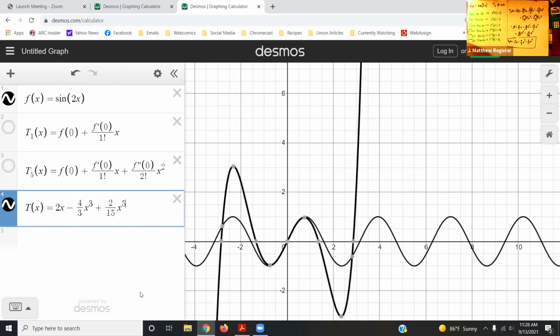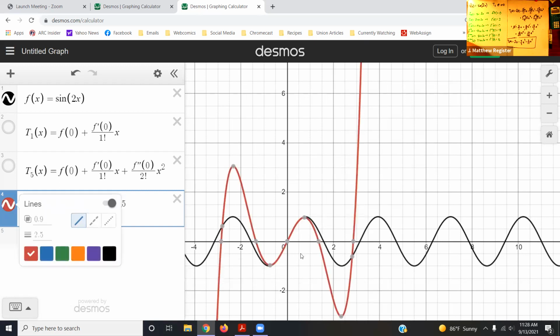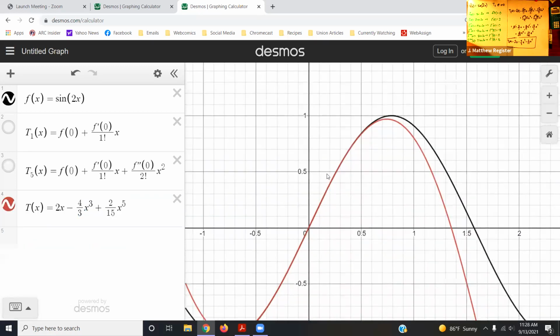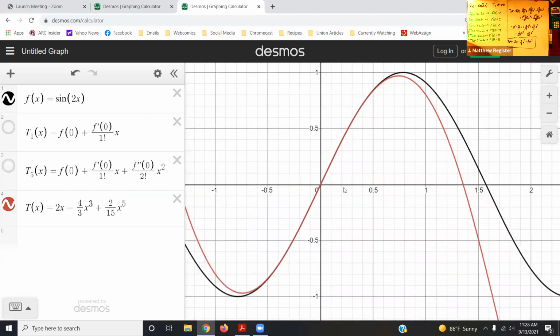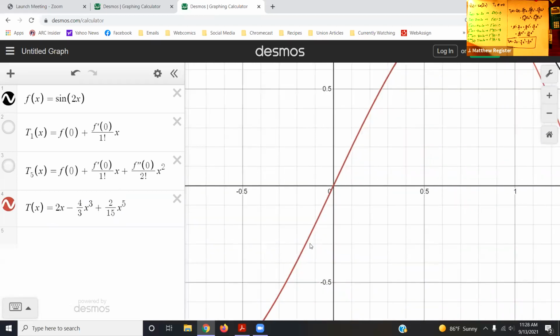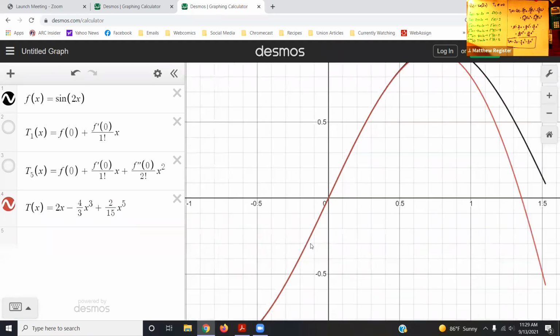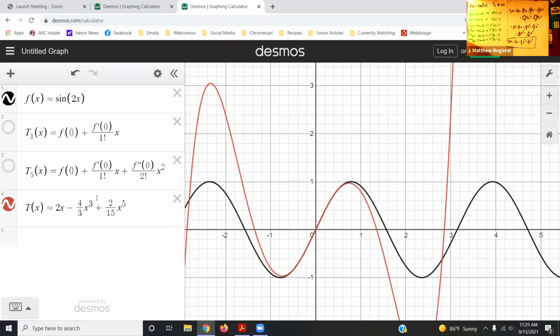And it's not perfect, but when you look at it from this point to this point, it looks like a really good approximation. Let's put it in red so you can see the difference. I mean, it's not perfect, but as you look closer, it's a pretty decent approximation on that interval. And to compare, in theory, this should be the same thing as this graph, T5 here.